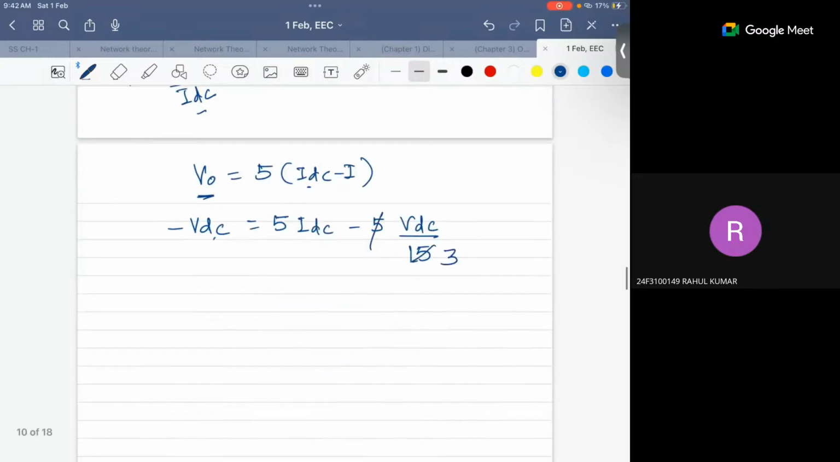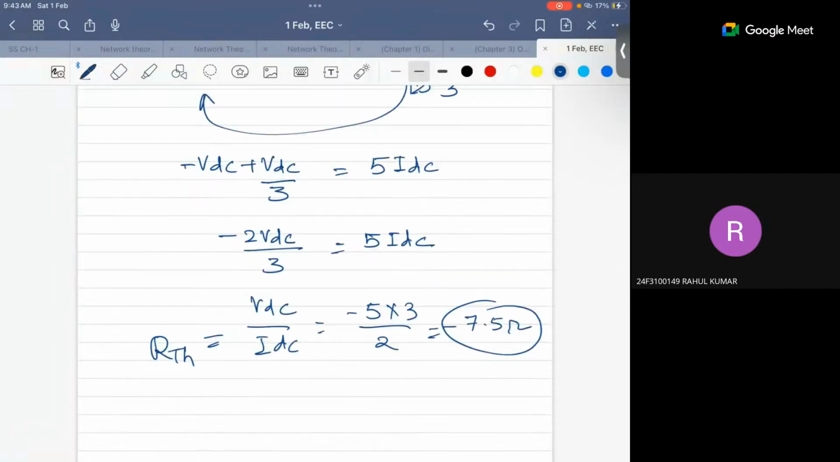So minus VDC plus VDC upon 3 equals IDC. So VDC upon IDC is 5 times 3, that is 0.5 ohm. So do not get confused.